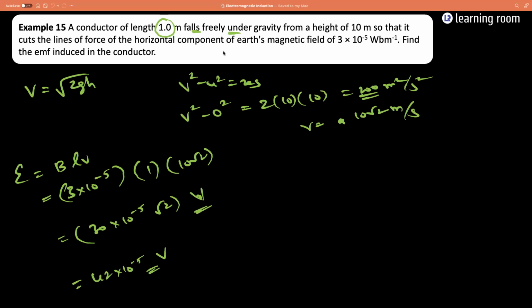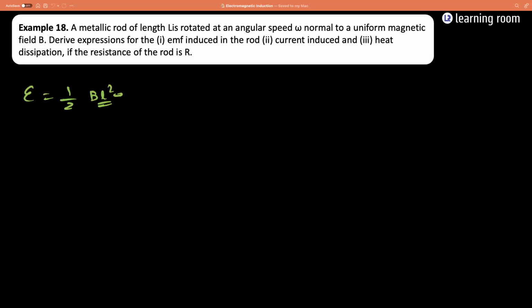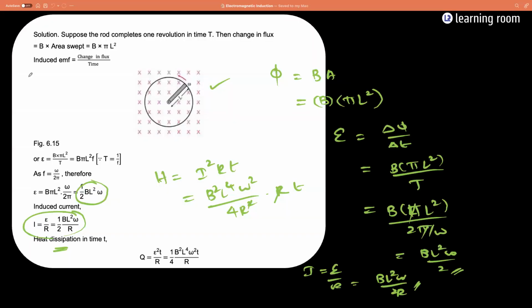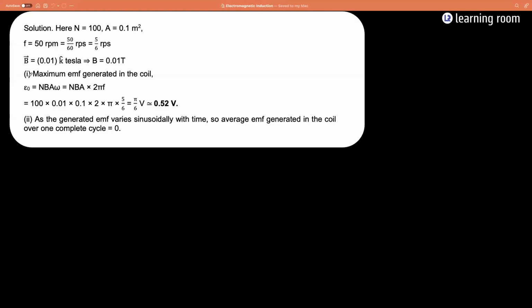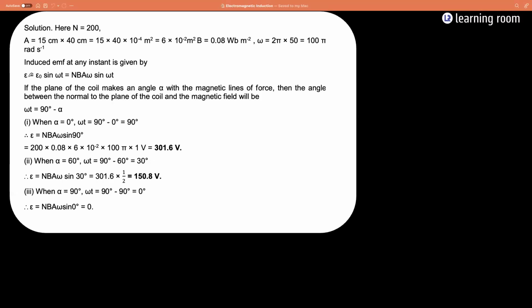Done, sir. So I would have told you how to find the motional EMF when the object is revolving, right? Half B l square omega. You remember this, no? So this I've explained here. Right, last class we discussed. Actually, we have done some more problems. Okay, then this motional EMF part is over.